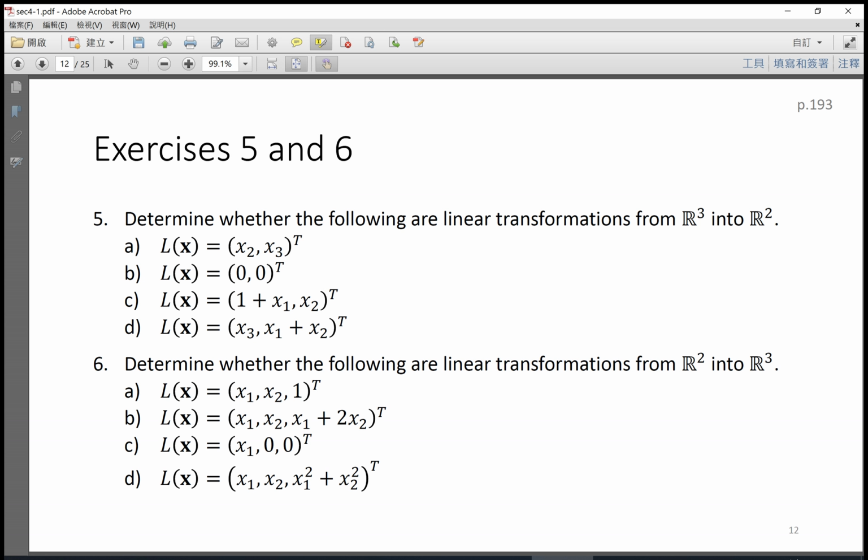For case D, L of x is defined as (x3, x1 plus x2) transpose. Since the output of L only involves terms from x of first order only, therefore case D is a linear transformation. So in exercise 5, case A, case B, and case D are linear transformations, while C is not a linear transformation.